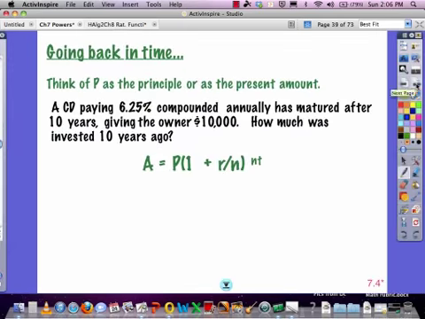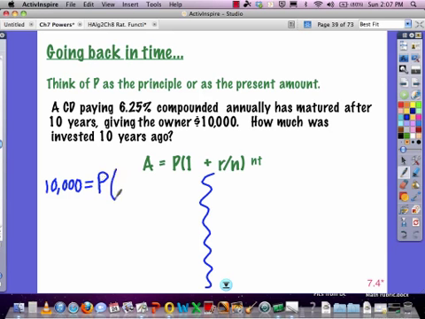All right, there might be a few problems that talk about past tense, going back in time. So in this case, think of P as the principal or as the present amount. You can work this one both ways. A CD paying 6.25% compounded annually has matured after 10 years, giving the owner $10,000. How much was invested 10 years ago? So some of you would say, well, $10,000 is what is currently in our account. We do what we were just doing. P was what we don't know because it says how much was invested 10 years ago.